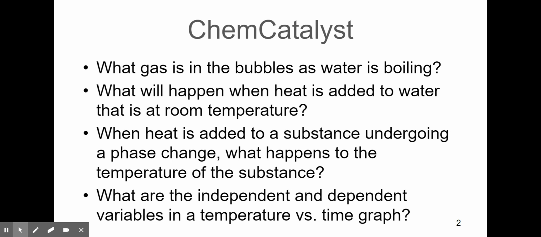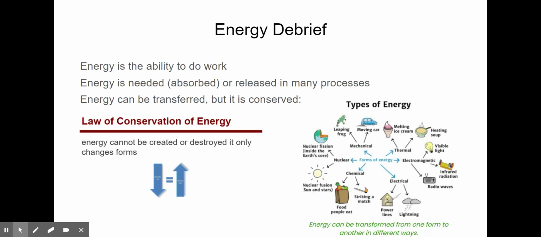Now, in our lab, we looked at the independent and dependent variables in the temperature versus time graph. The independent variable is what's on my x-axis, it's what I'm changing. So I am changing time in that situation. The temperature is changing as a result of the time because I'm adding energy over time. So my independent is time, my dependent is temperature.